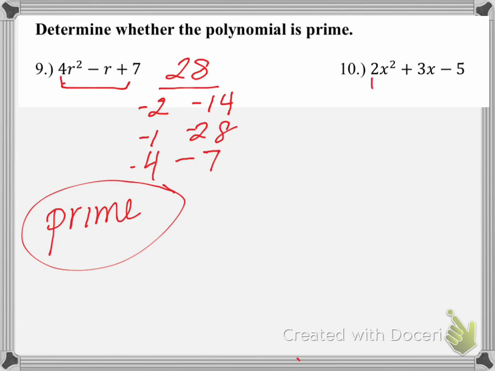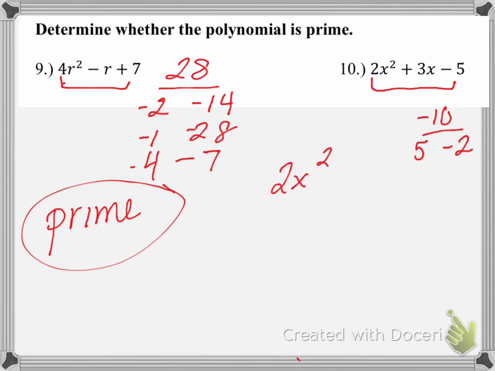So still the same concept. I would do 2 times negative 5, so that's negative 10. All right, factors of negative 10 that could add up to 3. Ooh, this one is factorable because I could do 5 and then negative 2, right? So its product is negative, but its sum is 3. So this one would be factorable, so I would go ahead and put that back in.